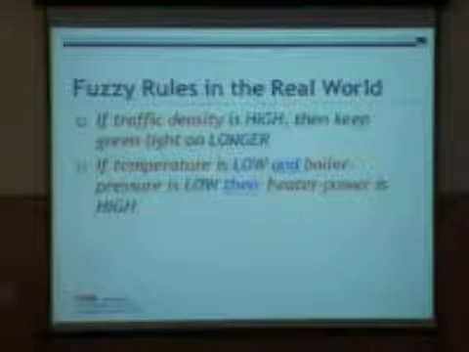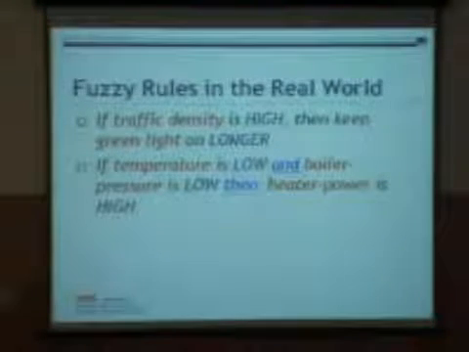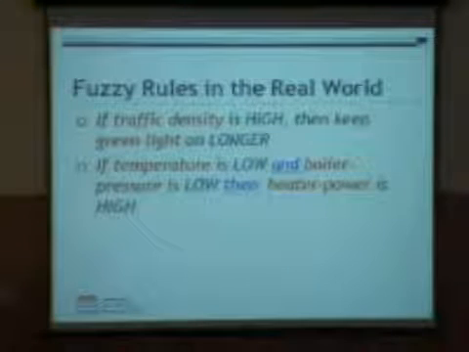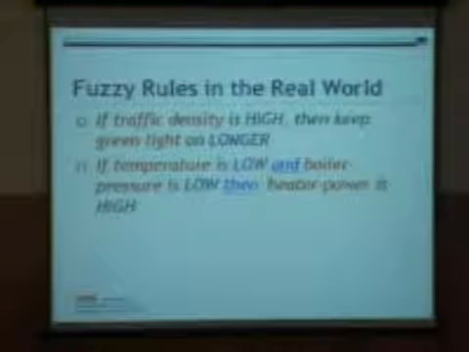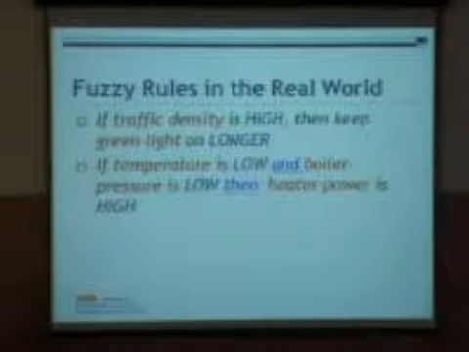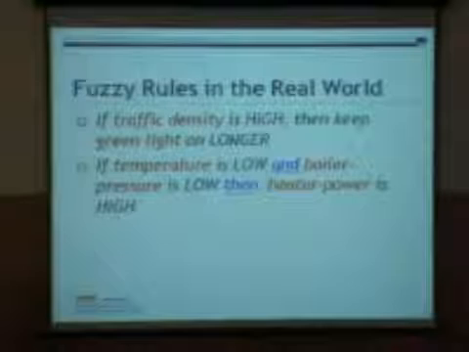Or a boiler control system. If temperature is low and boiler pressure is low, then heater power is high. So all the concepts like high, low, longer, each of these can be modeled as a fuzzy set. The fuzzy set is the mapping from a universe of discourse into the interval 0, 1.